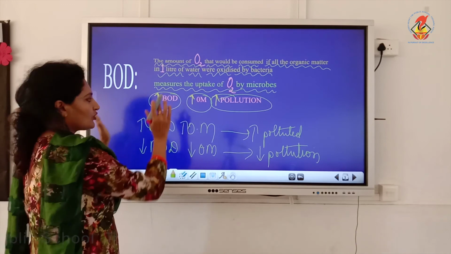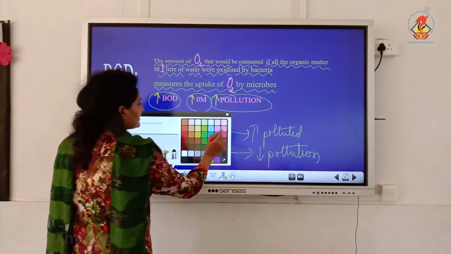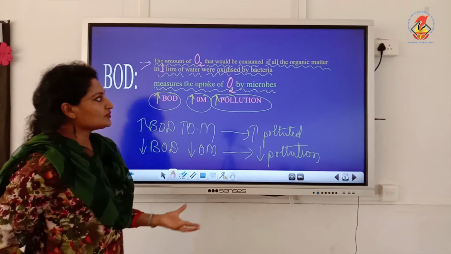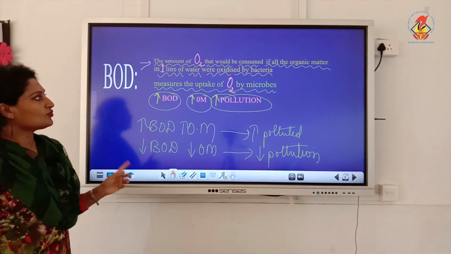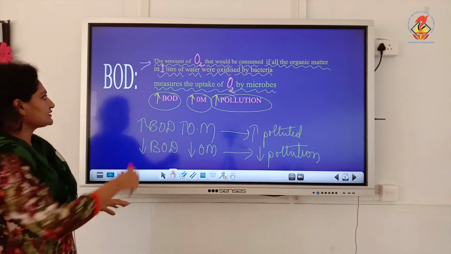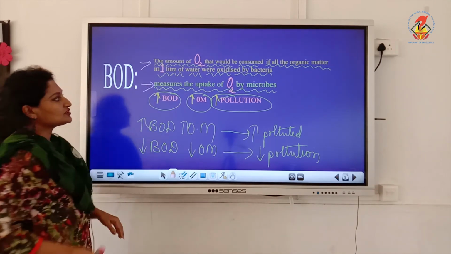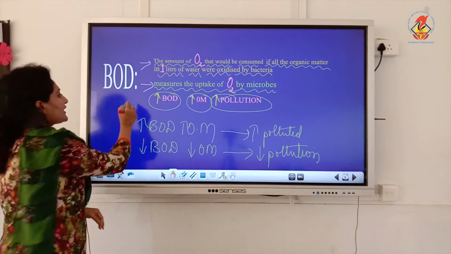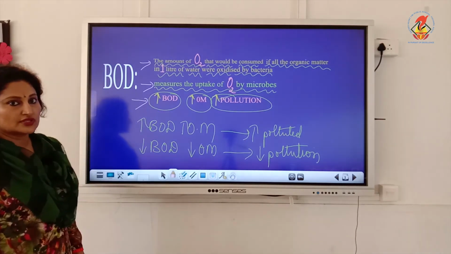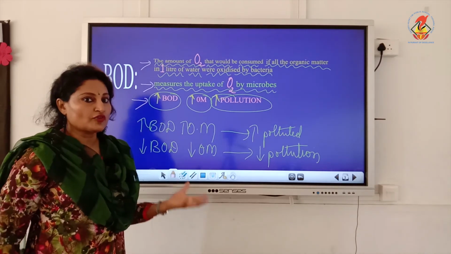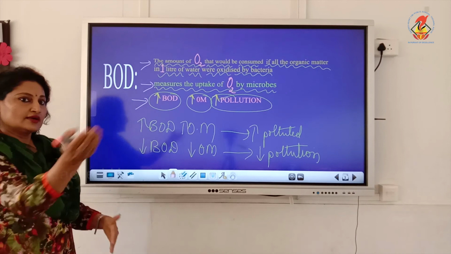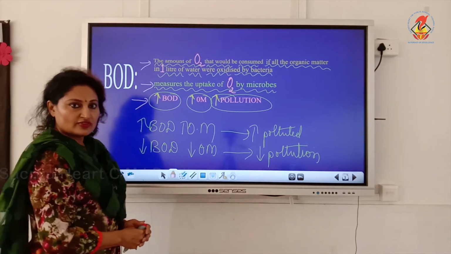I hope you understood what BOD is. It can be defined as the amount of oxygen that would be consumed if all the organic matter in 1 liter of water were oxidized by the bacteria. That is a technical definition. It is also a measure of the uptake of oxygen by the microbes. It indirectly also measures the level of pollution. High BOD means a lot of organic matter is present in the water, which means high pollution, and vice versa is the case of less pollution.